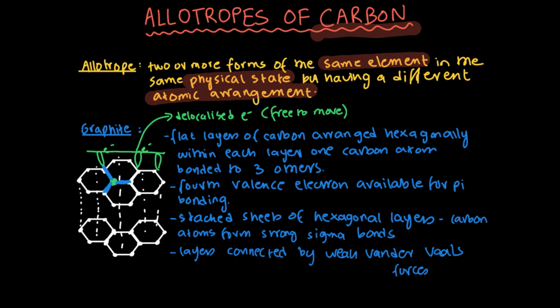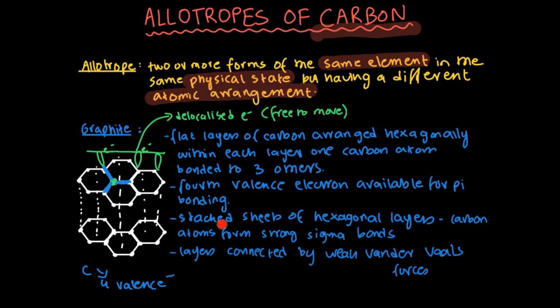And since carbon has 4 valence electrons because it's in group 4, one of these electrons is going to be free, delocalized, and available for pi bonding. These are the delocalized electrons, and they are free to move. This is the reason why graphite can conduct electricity, and we're going to discuss that later on.